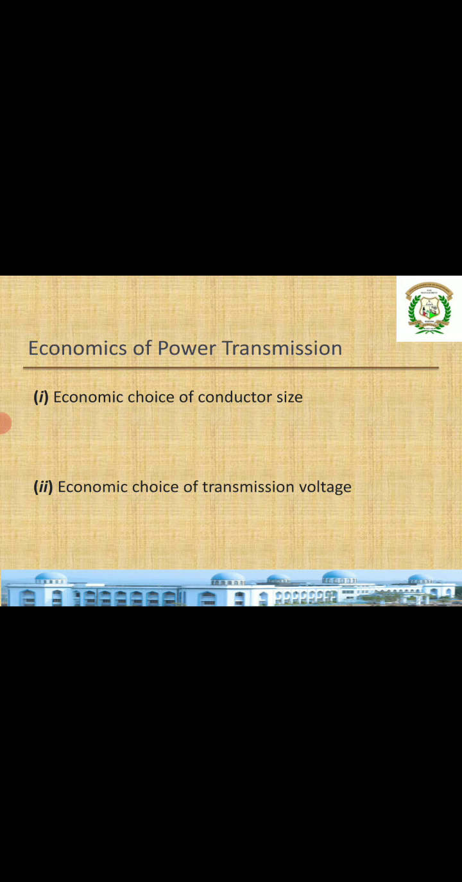Then economics in power transmission. What are the economic factors to be considered in power transmission? Economic means, in the sense of cost. The first thing is the economic choice of conductor size. Choosing the conductor is very important here.